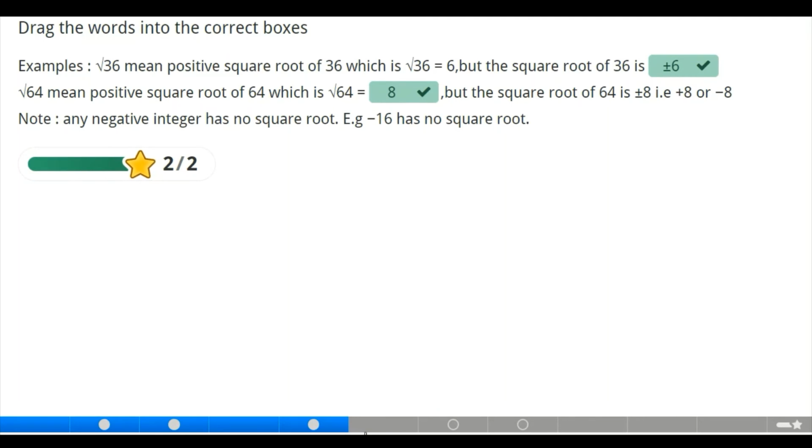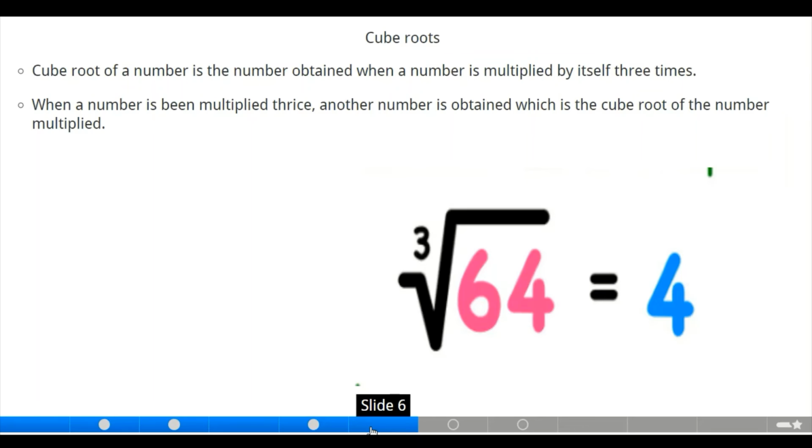Now that leads us to cube root. The cube root of a number is the number obtained when a number is multiplied by itself 3 times. So when you have a number, you multiply it 3 times, then you have the cube root of that number. When a number is multiplied thrice, another number is obtained, which is the cube root of the number multiplied. Now we have an example here.